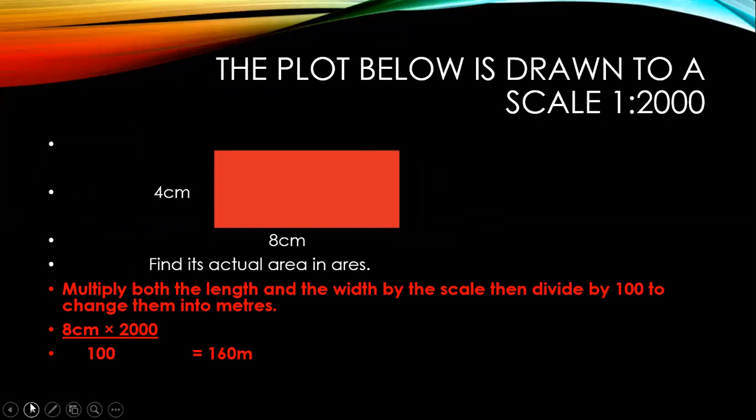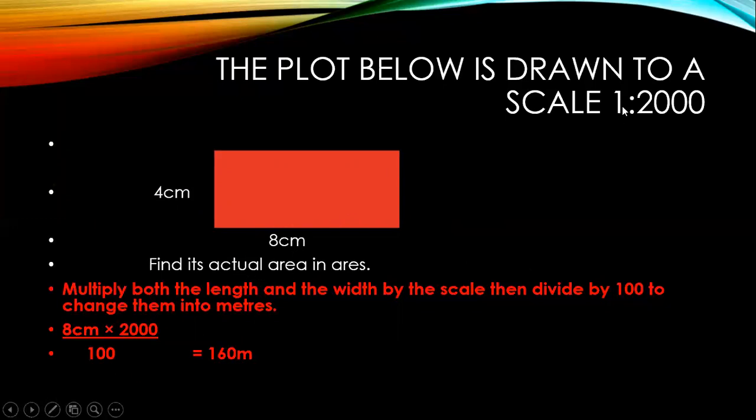The plot below is drawn to a scale. 1 centimeter represents 2,000 centimeters on the ground. Then the question is, if your length is 8 centimeters and your width is 4 centimeters, find its actual area in RS. So what is our first step? Remember I told you, take your length and your width, you multiply them by the scale, and then you divide by 100. You will change your dimensions to become meters.